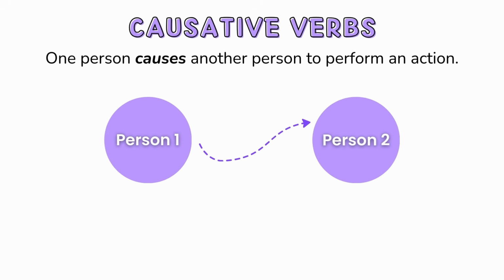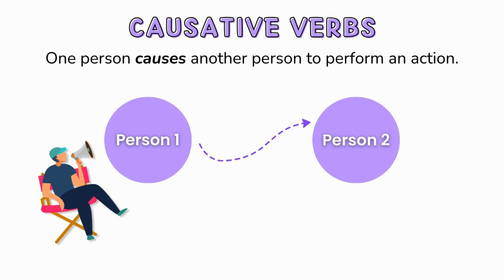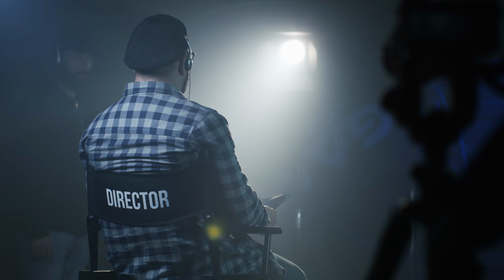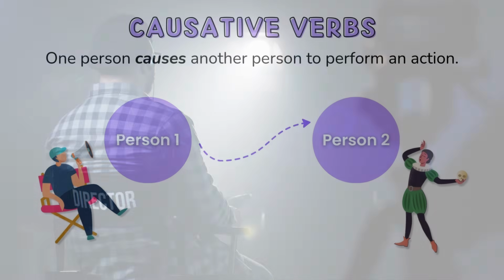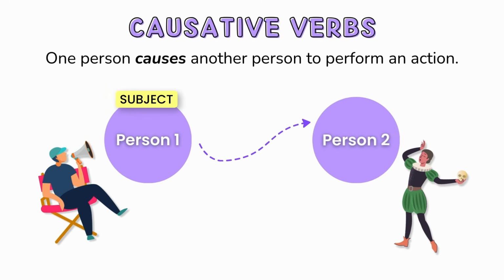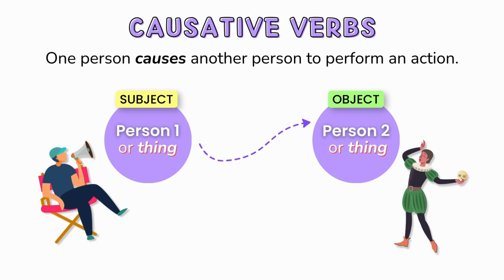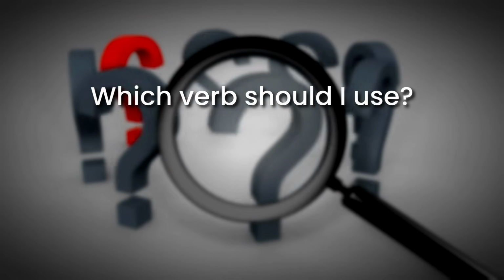So imagine that person 1 is a movie director and person 2 is an actor. Directors usually don't perform in the movie, but we need the director to complete the movie. So in a causative sentence, the subject is like the director of a movie. The subject and the object of causative sentences are usually people, but not always, and you'll see some examples of this later. Now, you might ask yourself, which verb should I use?